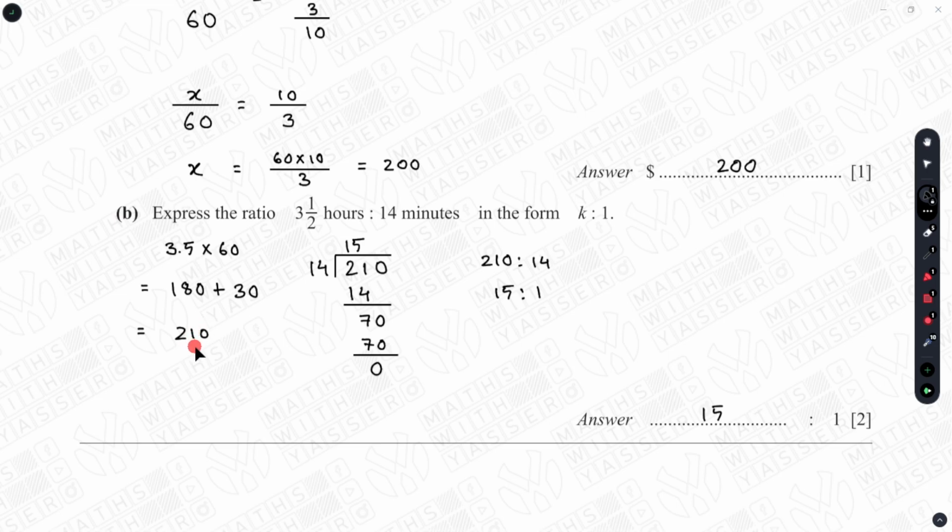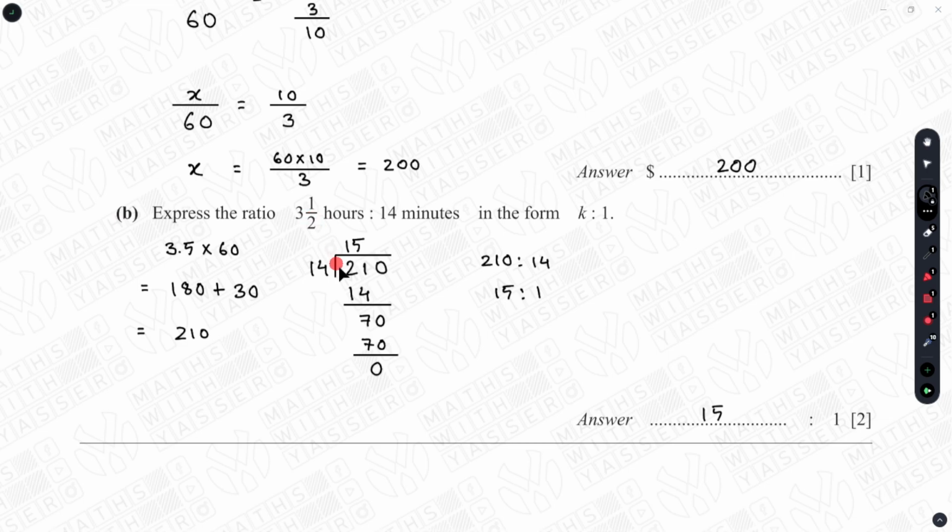Now, in order to express this in the form of k is to 1, I need to divide both of them by 14 so that this ratio on the right hand side becomes 1.